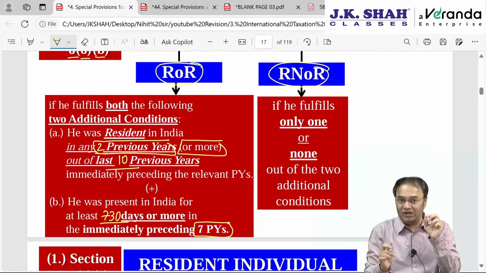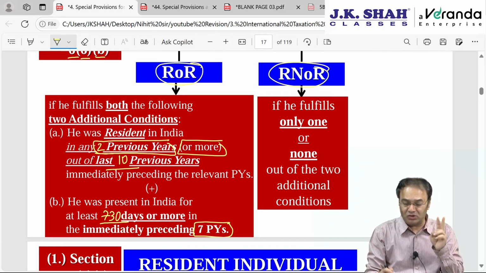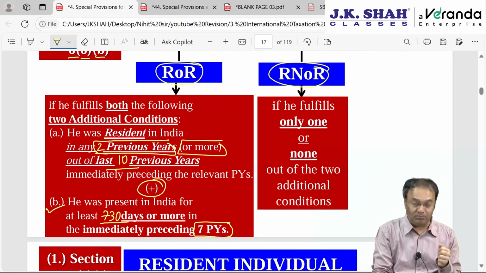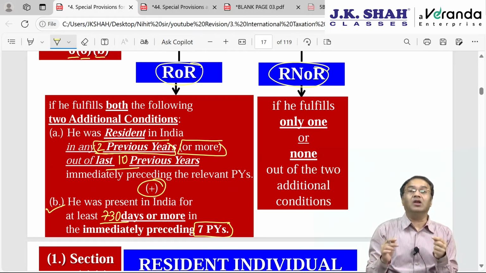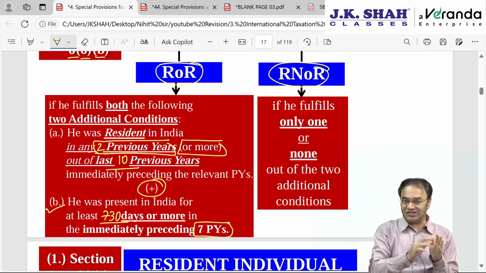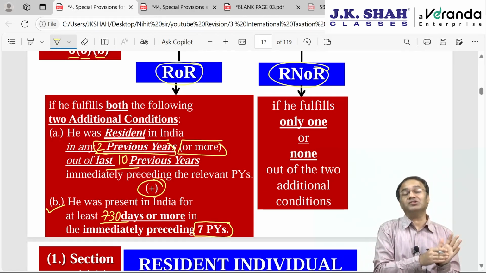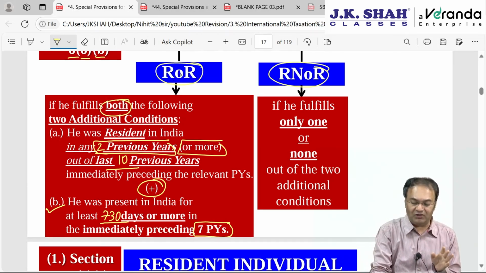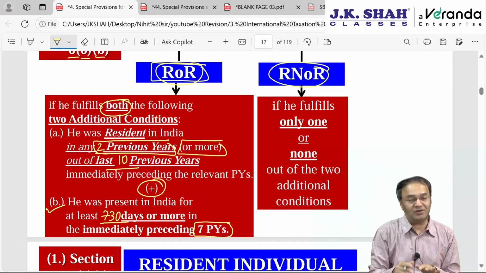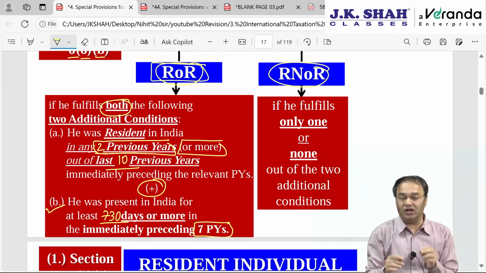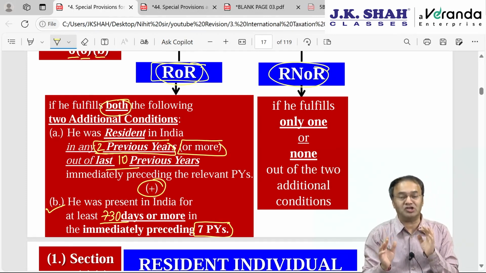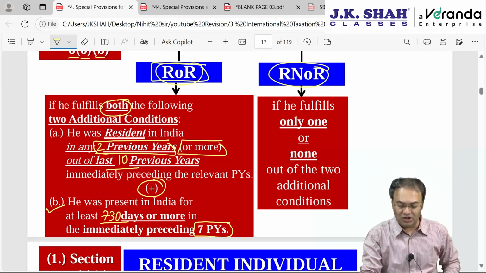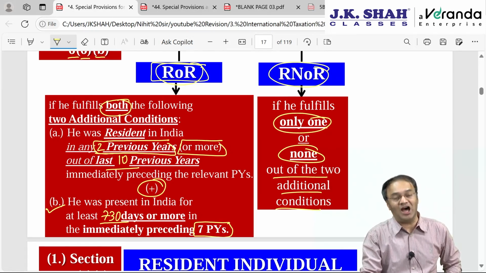Last 10 years he should be resident in India in any 2 or more than 2 years, plus both the additional conditions have to be fulfilled. In the last 10 previous years he was resident in 2 out of 10, plus in the last 7 years he was present in India for 730 days or more. If both of them are fulfilled, then he will be ROR. Any other possibility, he will be RNOR: if he fulfills only one additional condition or none of the additional conditions.